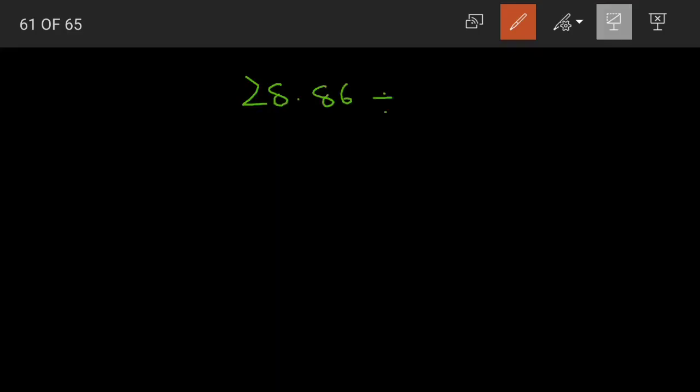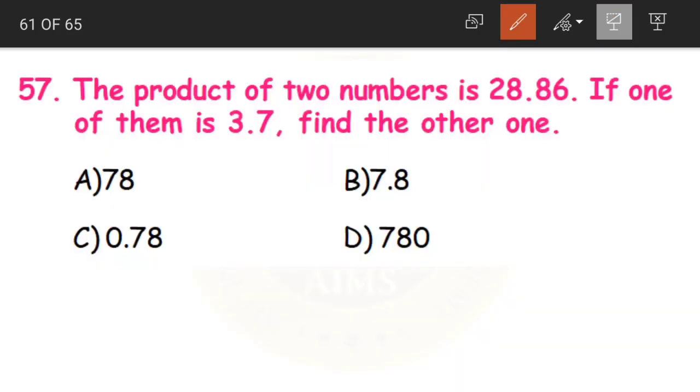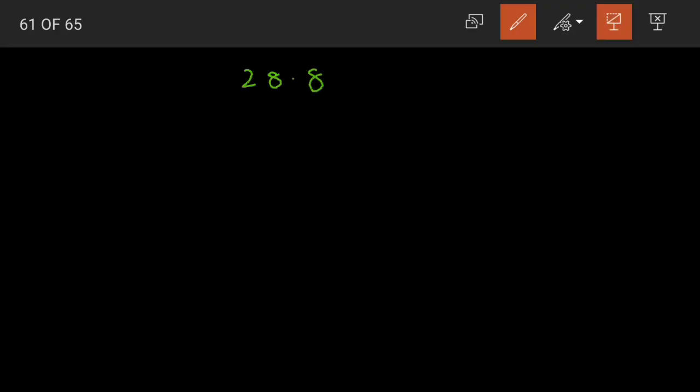I am writing 28.86 divided by 3.7. We have not covered division of a decimal number by another decimal number in our classes, but I will explain here. First step is, let us write them as fractions. How do we write them as fractions?